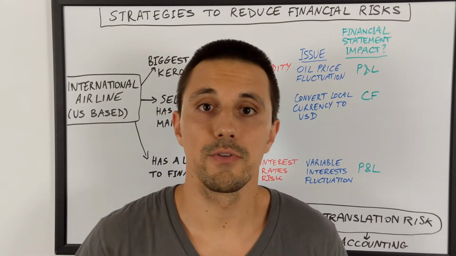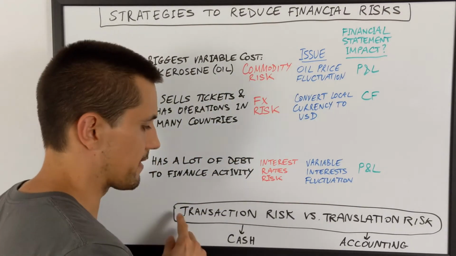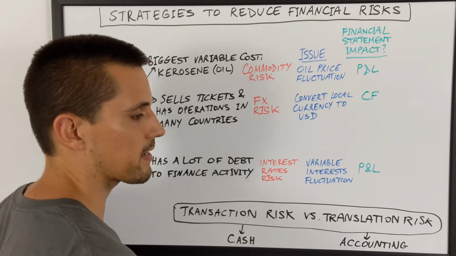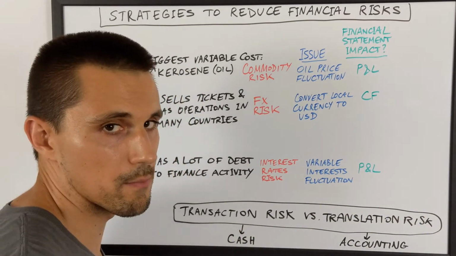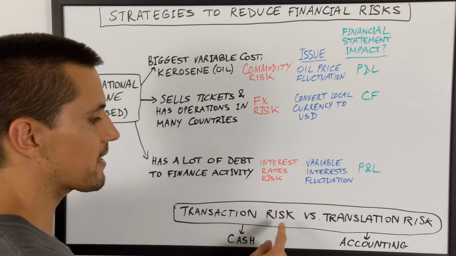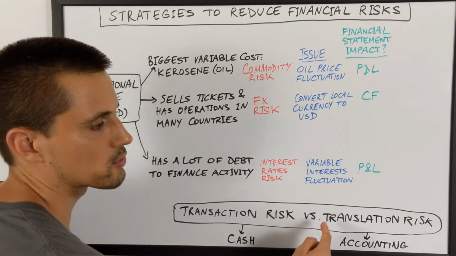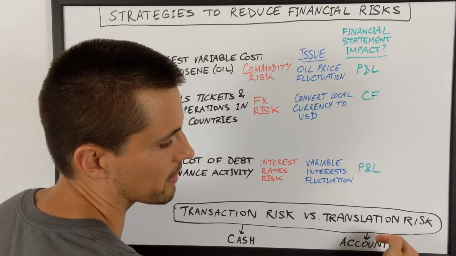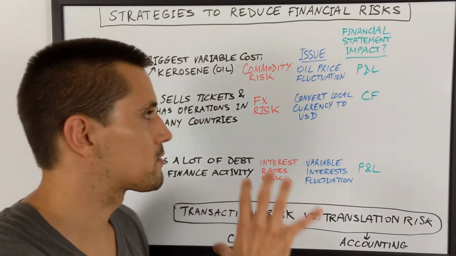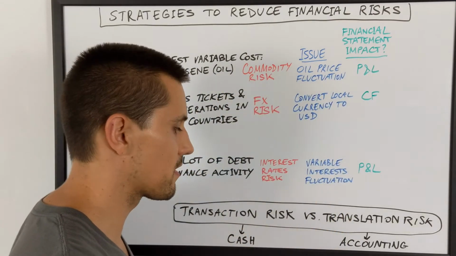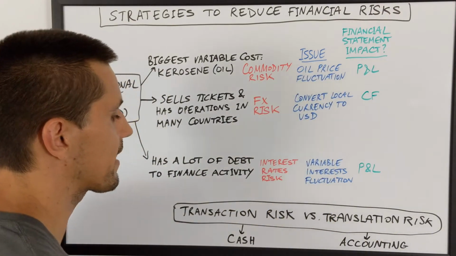So now it's time to introduce you to two new concepts. First of all, there is the transaction risk, and second of all, there is the translation risk. So what's the difference between both of them? The transaction risk is directly related to cash, and translation risk is directly related to accounting. So that sounds a bit theoretical, that's why it's going to be much easier in the example, but keep that in mind. And now think about the different lines here.